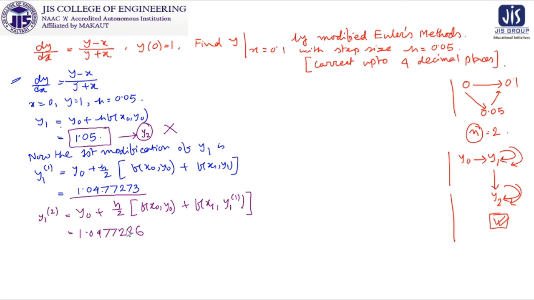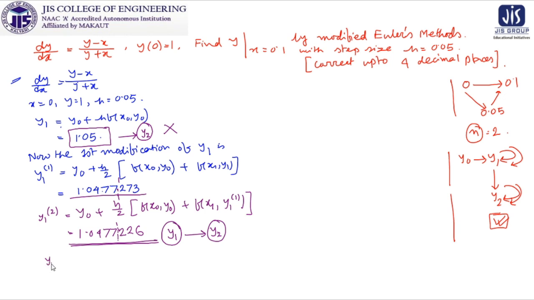And we will get it as 1.0477226. And now we are happy, because up to 4 decimal places, if we check 0477 and 0477, they are the same. So we are now satisfied with the desired accuracy level. We will now assume that this is our final value of y1, which will be used to calculate y2. This is the beauty of this modified Euler's method, and here we are going to use 1.0477 because up to 4 decimal places we are going to check.